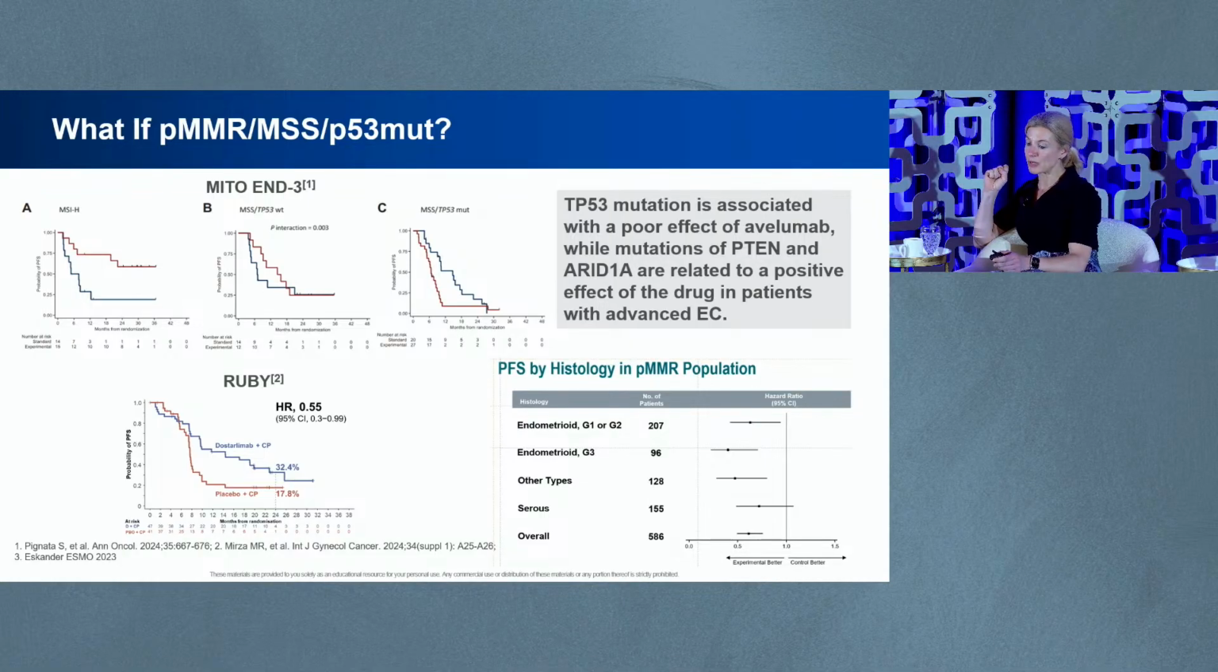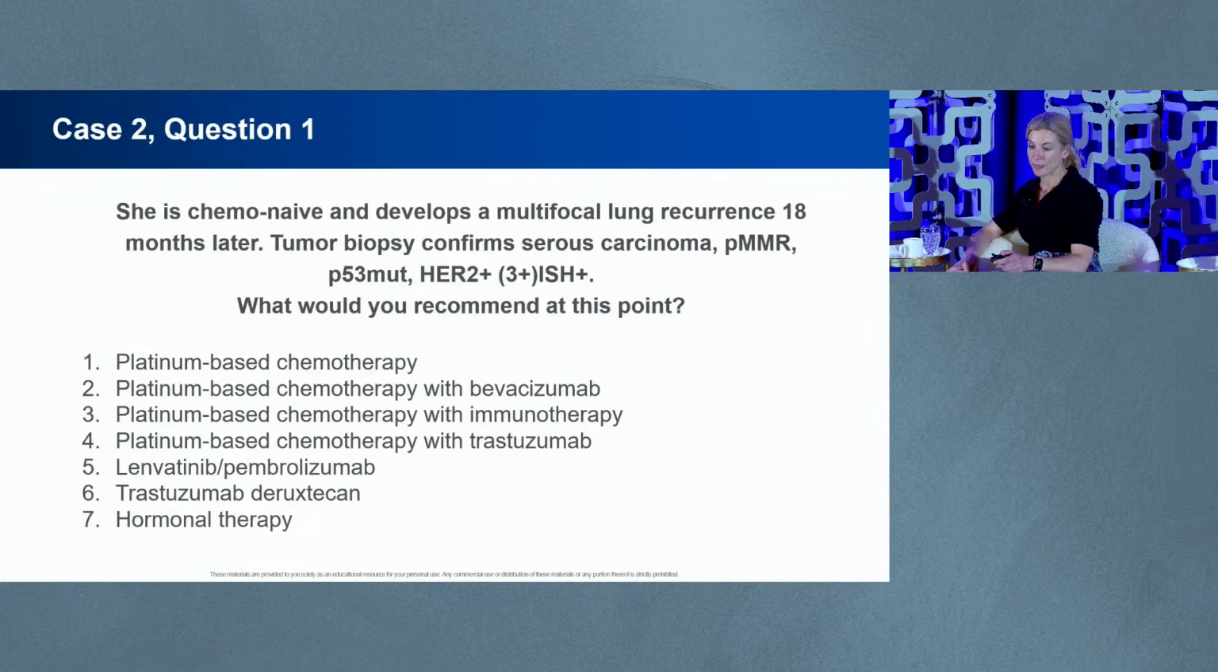And then in GY018, in that little forest plot in the right lower corner, we see the effect across all histologic subtypes. And in the serous subtype, we see the bars crossing one a little bit. So more information is needed. In the general pMMR population, though, we still see a benefit.